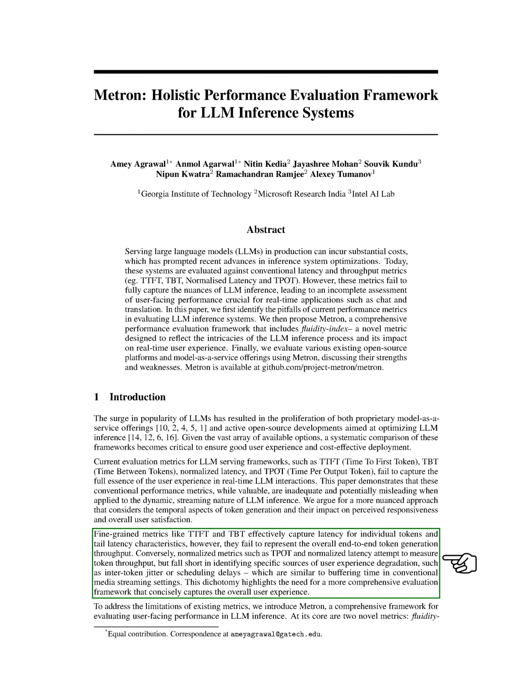While metrics like TTFT and TBT capture latency for individual tokens, they do not represent the overall token generation throughput. On the other hand, normalized metrics such as TPOT and normalized latency try to measure token throughput but do not identify specific user experience issues like inter-token jitter or scheduling delays. This gap emphasizes the need for a comprehensive evaluation framework that summarizes the overall user experience.